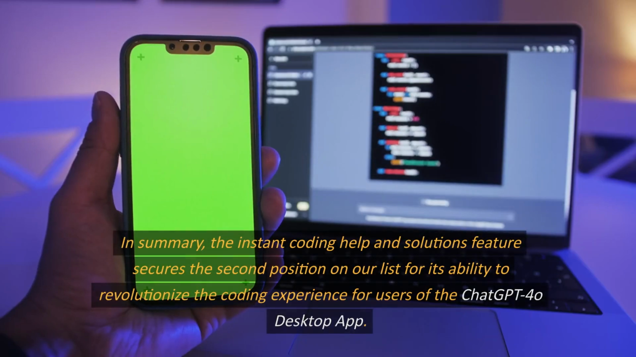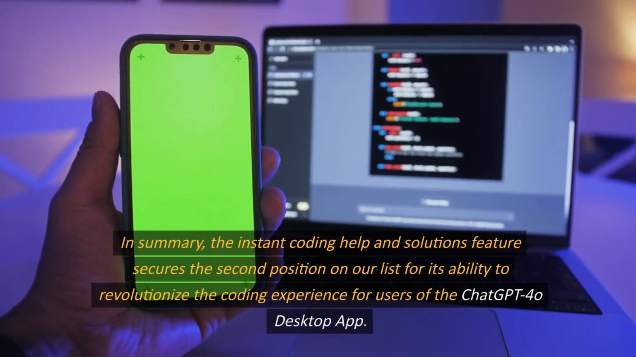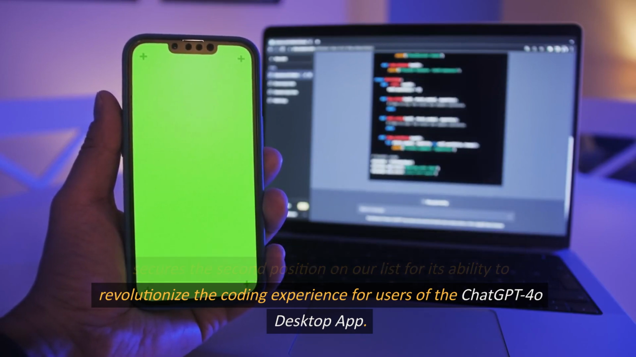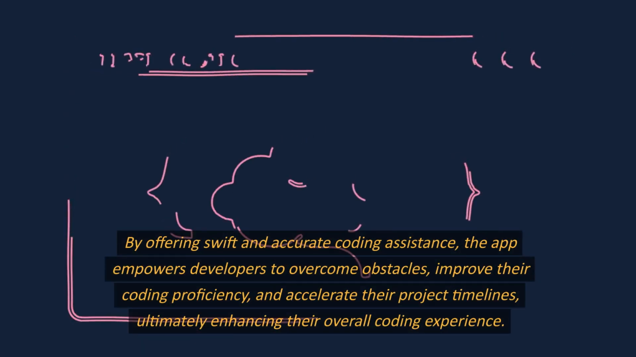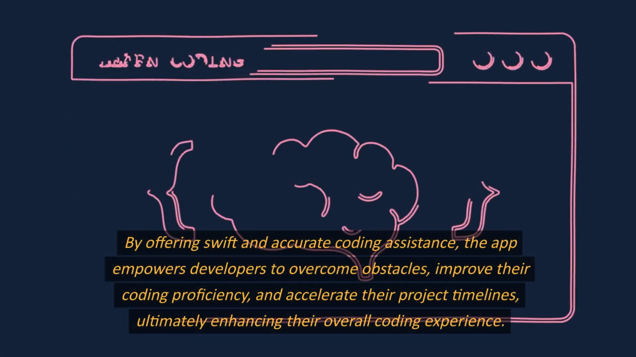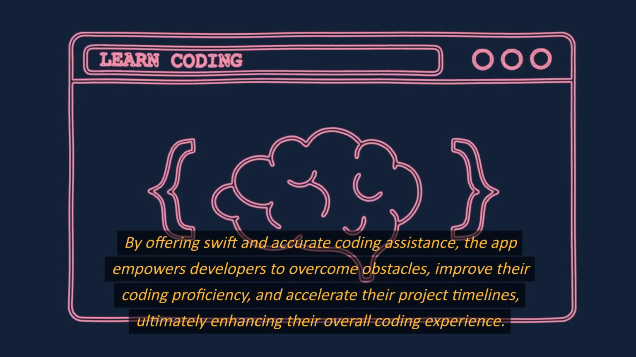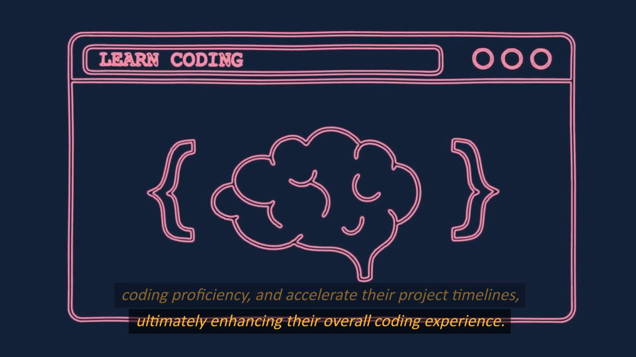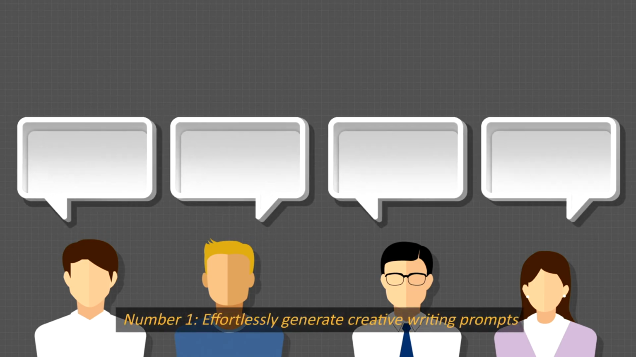In summary, the Instant Coding Help and Solutions feature secures the second position on our list for its ability to revolutionize the coding experience for users of the GPT-4o desktop app. By offering swift and accurate coding assistance, the app empowers developers to overcome obstacles, improve their coding proficiency, and accelerate their project timelines, ultimately enhancing their overall coding experience. Number 1. Effortlessly generate creative writing prompts.